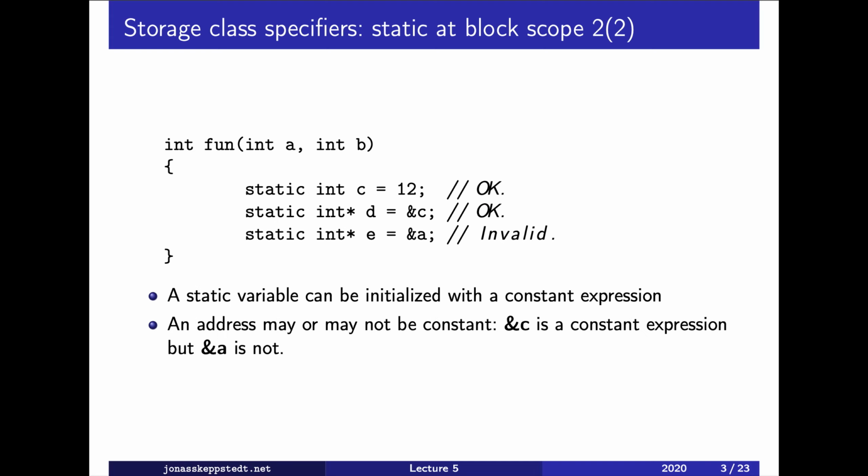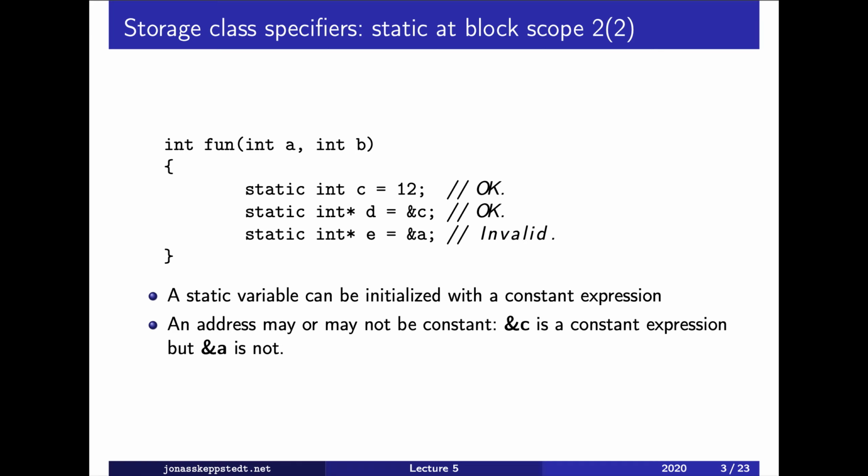Okay. And what else can we learn about with static variables? We can initialize them, and we can initialize them with a constant expression. So what does that mean? It is less precise than you might at first think. The 12 is clearly a constant expression, but this is also a constant expression, although we don't know the value of the constant.